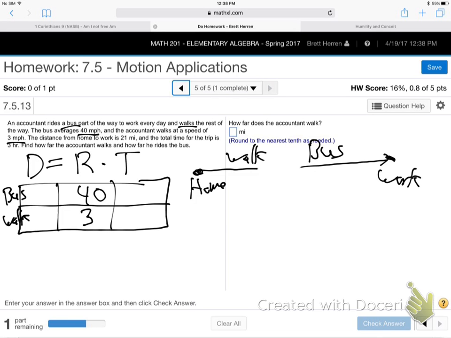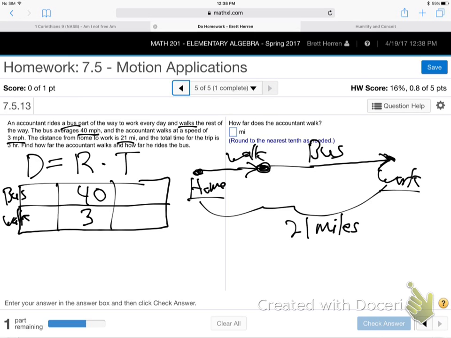Maybe he only walks a little ways. So he walks for a little distance, and then he buses for the rest of the distance. Does that make sense? He walks a little ways, and he buses the rest of the way, to make the whole distance. The total trip is 21 miles. That's the total distance from home to work. So that's not the walk distance nor the bus distance. It's the total, isn't it?